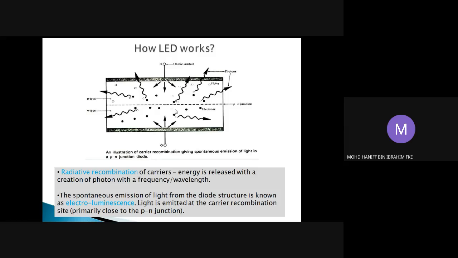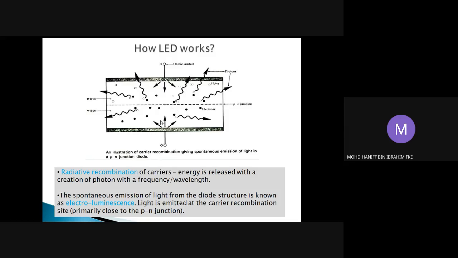Basically there are two types of recombination process. The first one is what we call radiative recombination. Radiative recombination of carriers is a phenomenon or a case whereby the energy is released with the creation of a photon with a frequency or wavelength.